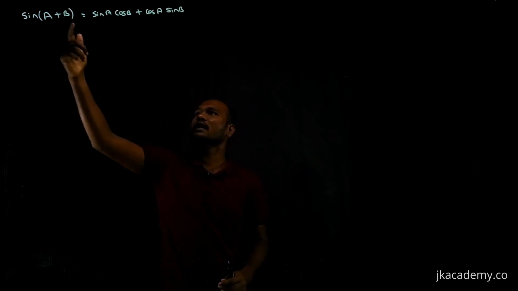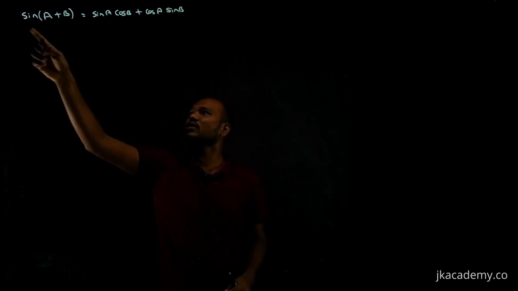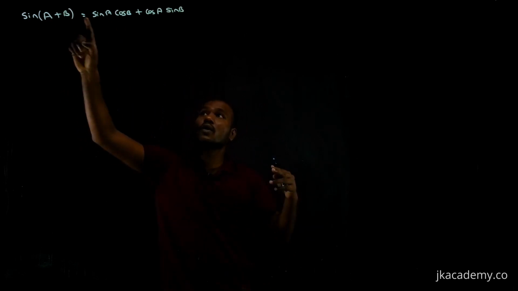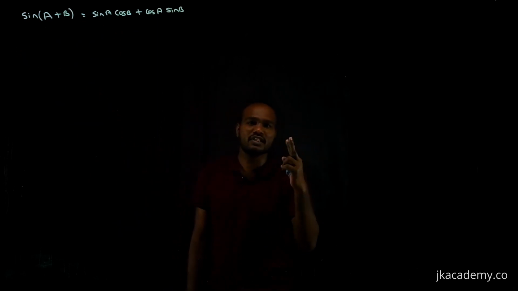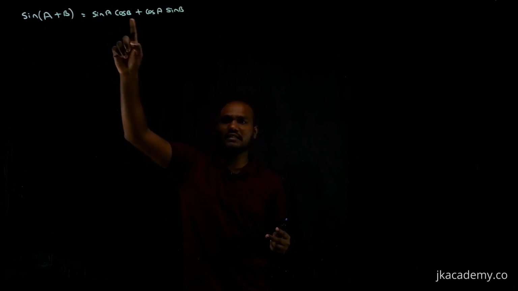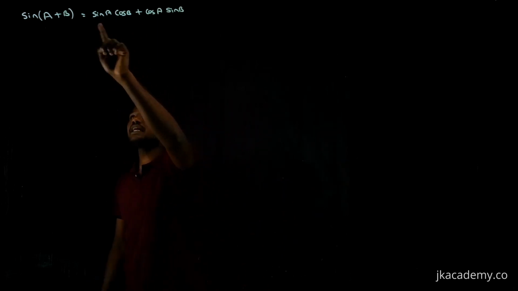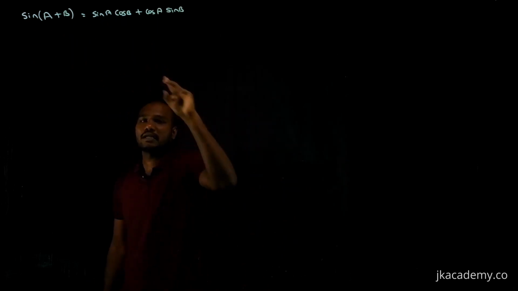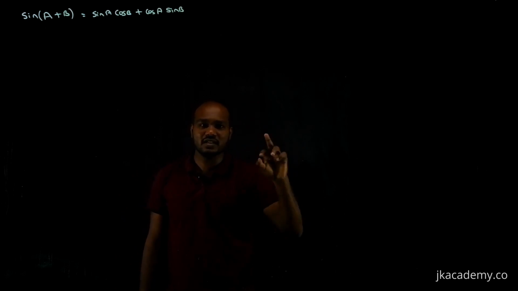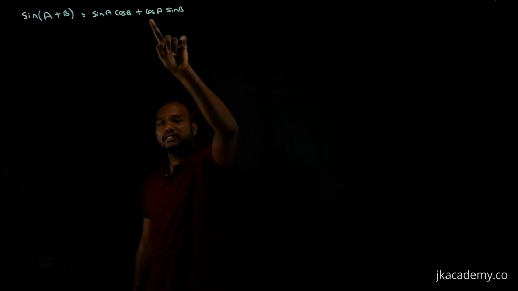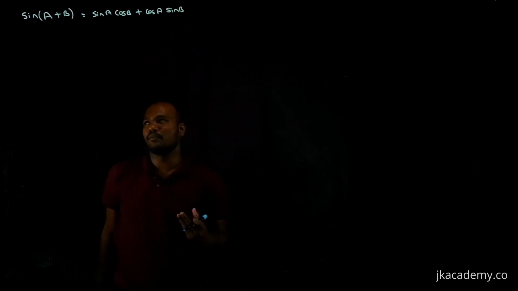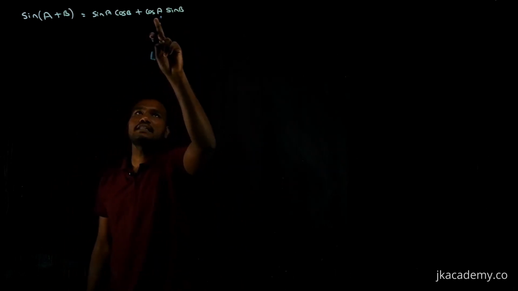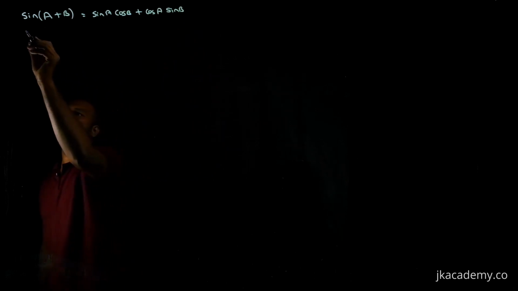Sin of A plus B is equal to sin A cos B plus cos A sin B. Sin A is already here, and what is B? Not sin B, cos B. It's a mixture. Whenever sin comes, it comes as a mixture of two things, sin and cos. First sin A, next it will be cos. Sin A cos B plus cos A sin B. You have to remember this.